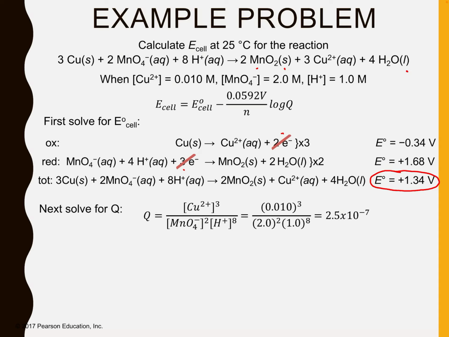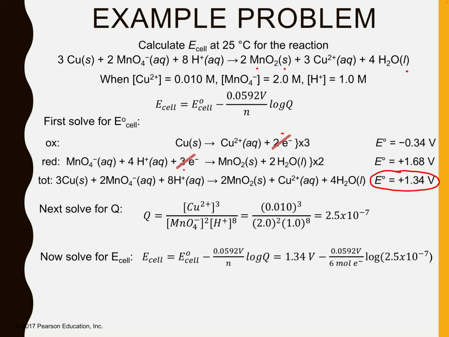So we've plugged in our molarities, calculated Q, and now we can go ahead and plug that in and solve for E of the cell. So we have our E naught value, which we're going to plug in here. And then we've got minus 0.0592 over 6. Remember, 6 electrons are being lost and gained. And then we've calculated our Q from above. So when you calculate that, you get E of the cell is 1.41 volts.